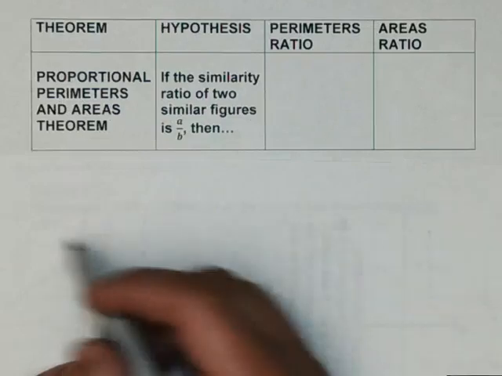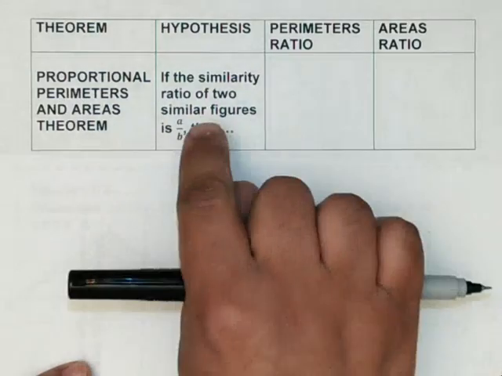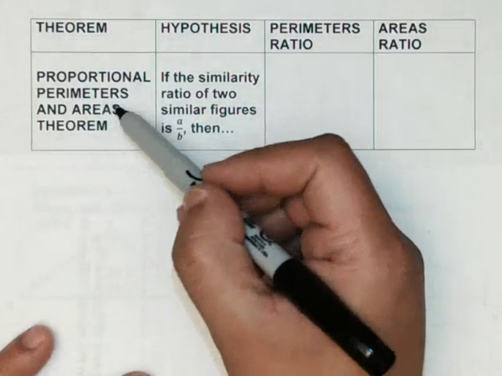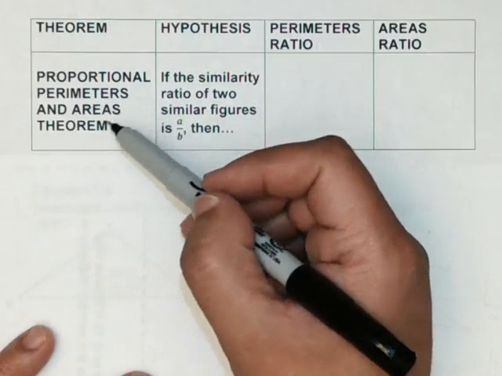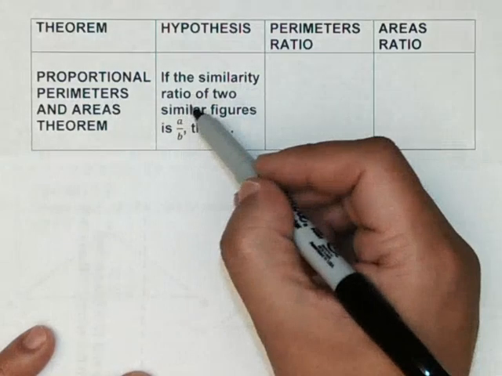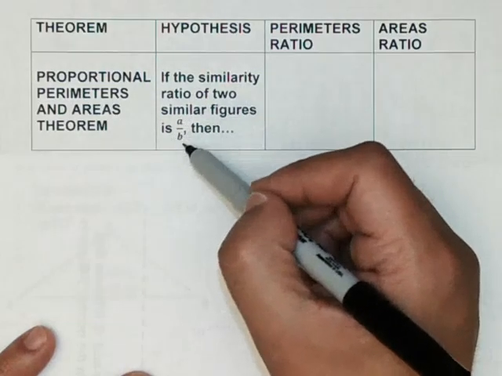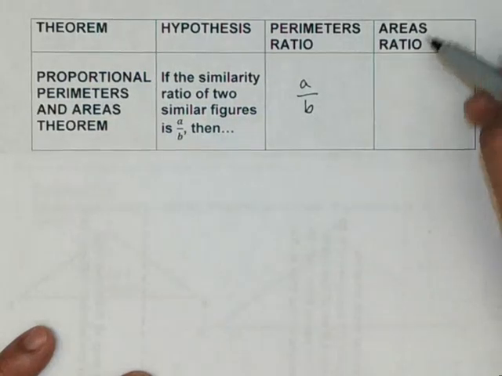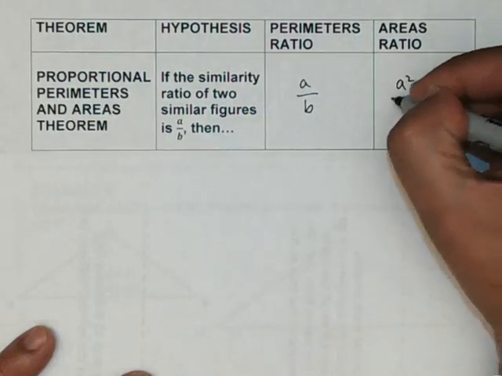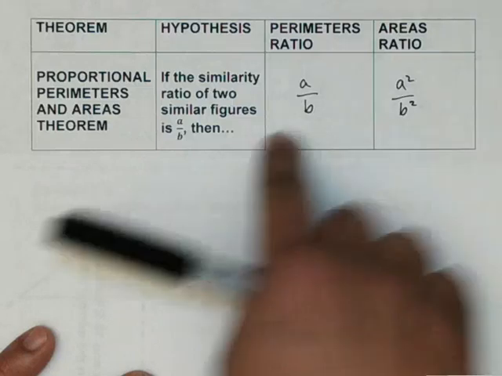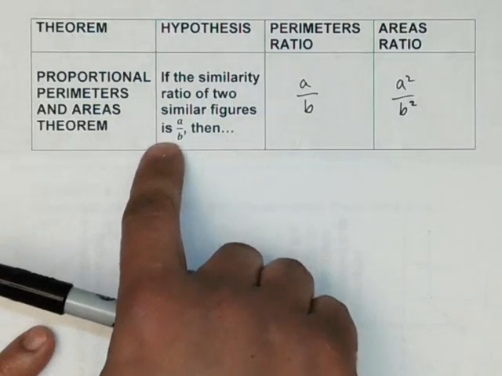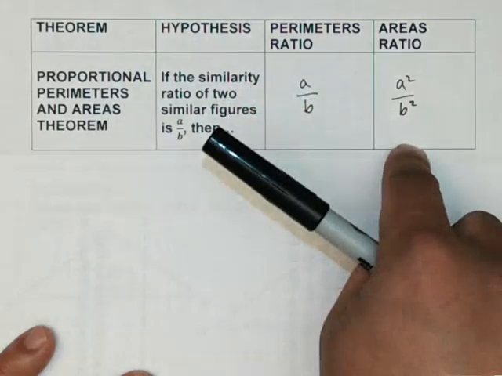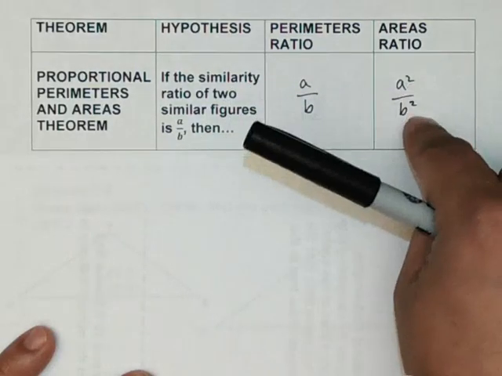All right, the next thing we need to talk about is the relationship that happens with the similarity ratio, perimeter, and area. This proportional perimeters and areas theorem says that if the similarity ratio of two similar figures is A over B, then the perimeter ratio is also going to be A over B. But what happens with the areas ends up being A squared over B squared. So if I have some ratio A over B, for the perimeter of the shape it's going to be the same thing, A over B. But when we get to area, we have to square the A and the B.